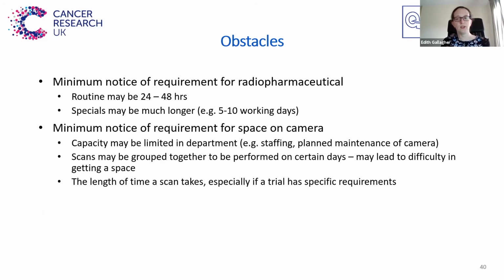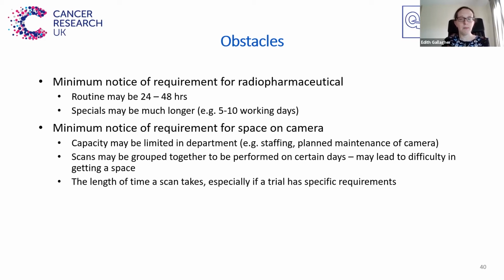For radiopharmaceuticals that are required, a routine one would usually take 1 to 2 working days. However, a novel research radiopharmaceutical may take much longer than that. For example, the kit or equipment may have to be ordered in specially, as it may not be kept in stock. There is also the question of scheduling the scan itself.